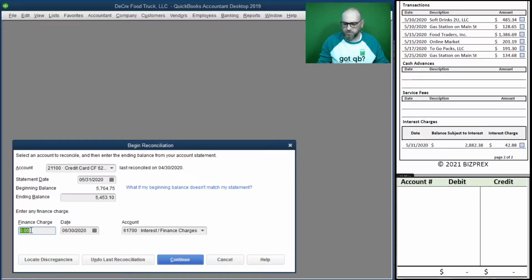Yes, we do. $42.88. 531/2020. Interest. Again, once we click continue, we will book an accounting entry. So let's make sure we understand what's going on.